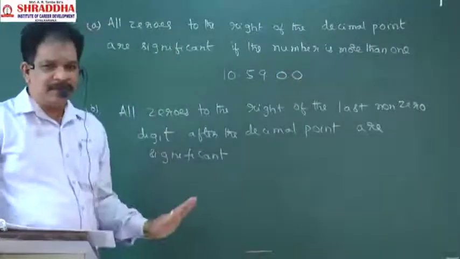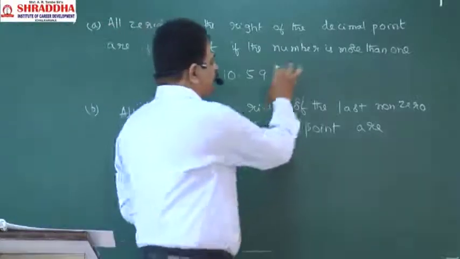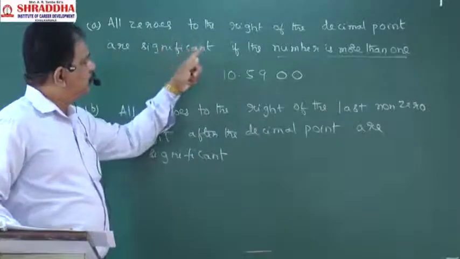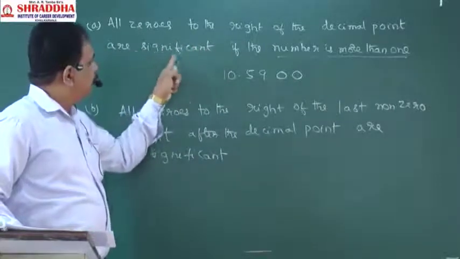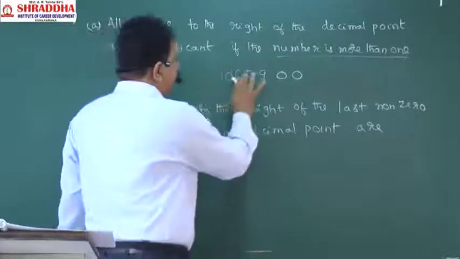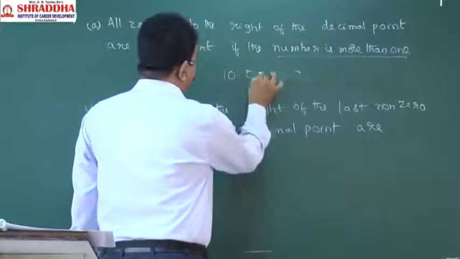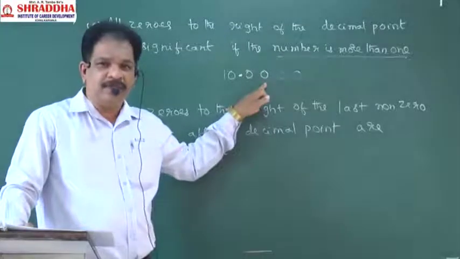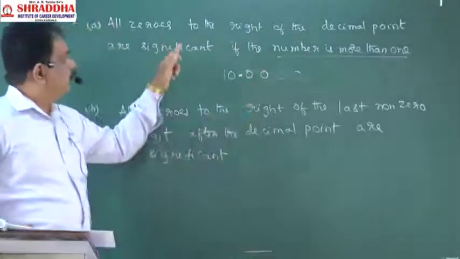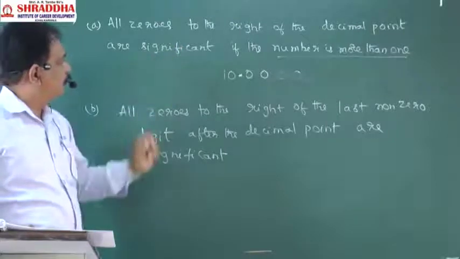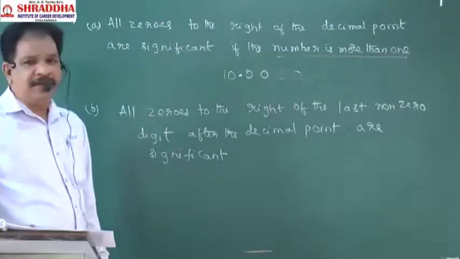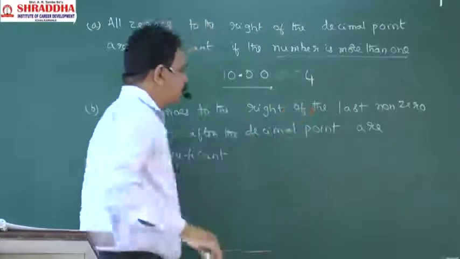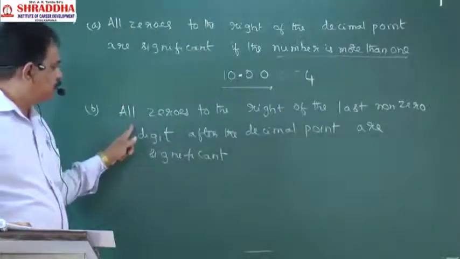10.5900, one number is there. This number is greater than 1. All zeros to the right of the decimal point are significant. For example, like this number, 10.00. These two zeros will also be significant. Clear? All zeros to the right of the decimal point are significant if the number is more than 1. So this number will have 4 significant figures.